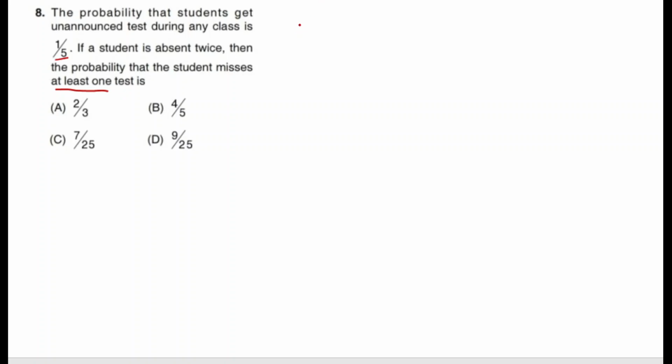Probability of at least one missed test, which they are saying, is the total probability minus the probability that he never misses the test. If we do it that way also, we will get the probability of at least one test. Now, again come back to the question: the probability that students get an unannounced test during any class is 1 by 5. Means the probability of no test is how much? Total overall probability, we know that it is 1. So 1 minus 1 by 5 will be 4 by 5.